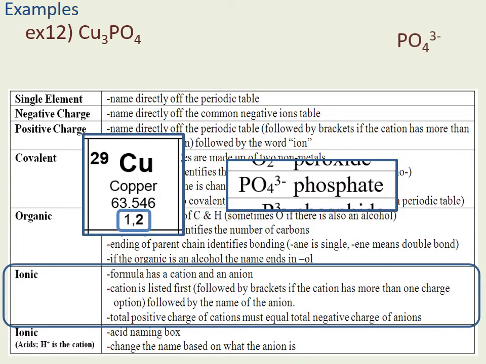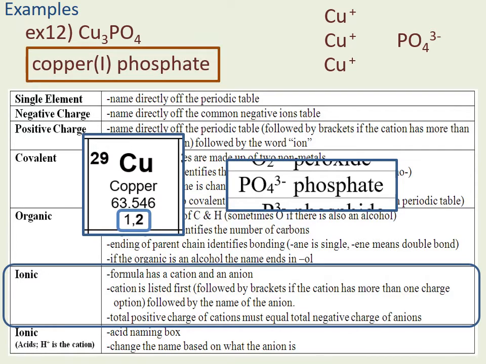So I've got PO4 with a 3- charge on the back, and I have 3 coppers on the front. Now remember, the back end charge has to equal the front end charge. So if I've got a -3 on the back end, I need a +3 on the front end. And if I have 3 guys there sharing a +3 charge, that's a +1 each. So that means I've got copper with a +1 charge mixed with phosphate. So that's copper(I) phosphate.